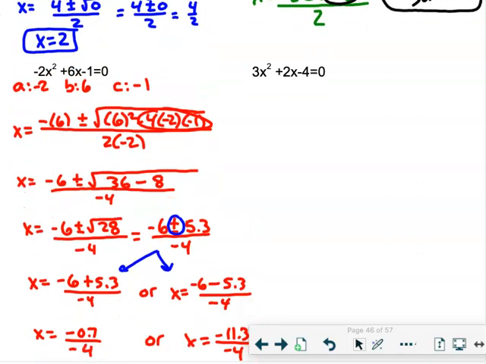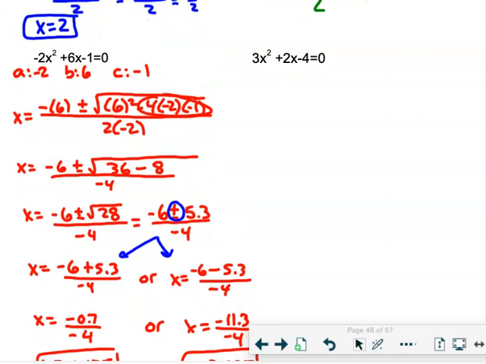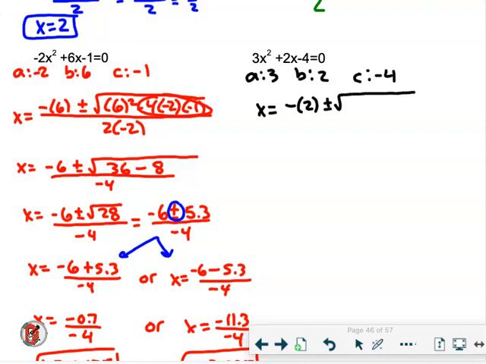All right, let's try one more. Okay, we'll try 3x squared plus 2x minus 4. So a is 3, b is 2, c is -4. x is equal to -b, -2, plus or minus the square root of b squared, 2 squared, minus 4 times a times c. All of that is over 2 times a, which is 3.